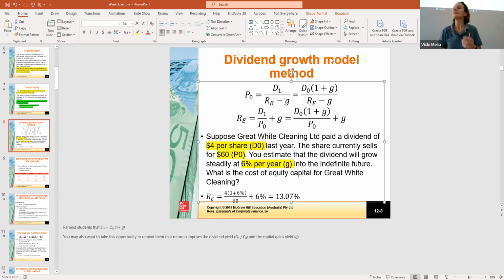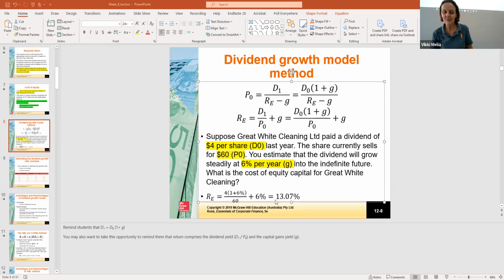So that means if you're the shareholder, you expect to get a return of 13.07% if you invest money in shares in the company. From the company's point of view, that's a cost. The company has to earn a return of at least 13.07% from their assets so they can give you the return that you need on your shares.